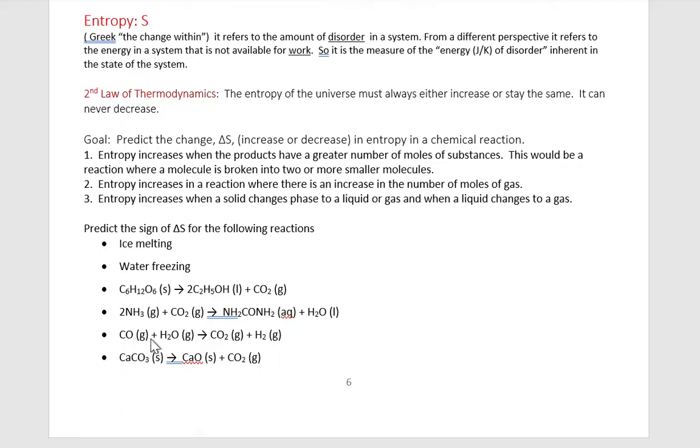Let's look at this one. Carbon monoxide gas and water gas. Okay, I have gas and gas. Here I have carbon dioxide and hydrogen, gas and gas. Is there anything that is a change of entropy? Well, my number of moles of things are the same on each side and my gases are the same. So here entropy actually stays the same. Calcium carbonate is going to go from a solid to calcium oxide and it's going to produce carbon dioxide gas. Well, if I have a solid and I'm going to a gas, my entropy increases.